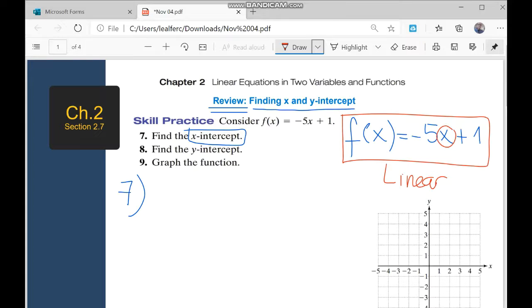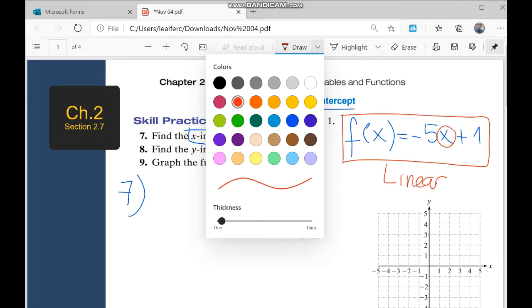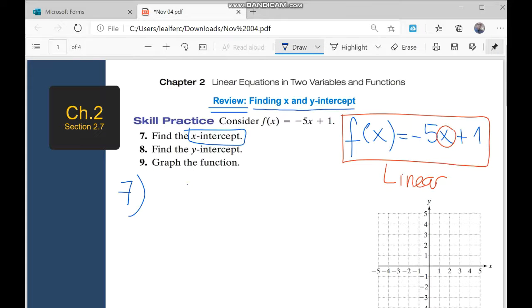The next step to find the graph, find the x-intercept. To find x-intercept, you're going to make f of x equals 0. So 0 equals negative 5x plus 1. All right. And then you find x. You find x that makes this expression here equal to 0. What makes this equal to 0? Do you know what makes this equal to 0?